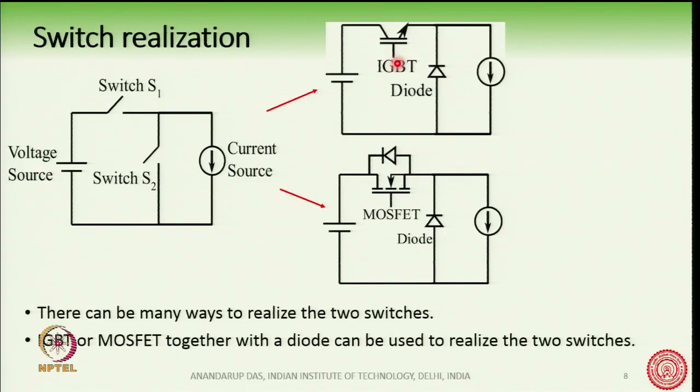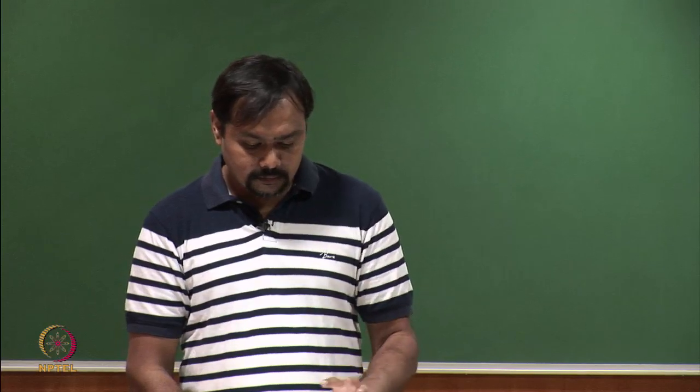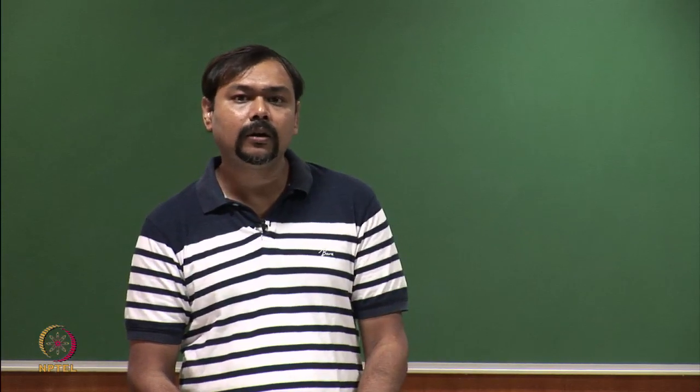For example, you can see on this circuit, we have realized it using an IGBT and a diode. Switch S1 here is replaced by an IGBT, switch S2 is replaced by the diode. In this lower circuit, you can see switch S1 is replaced by the MOSFET, switch S2 is replaced by the diode, and we have the voltage source on the left and the current source on the right. This is one way of realizing this circuit using IGBT or MOSFET.